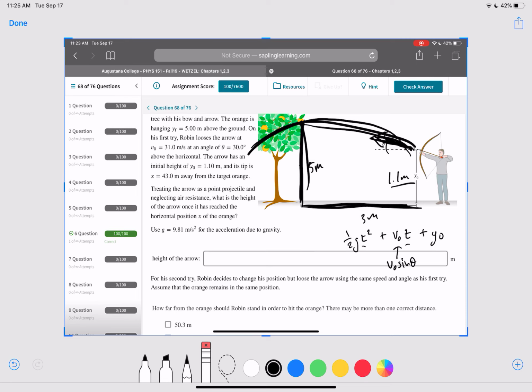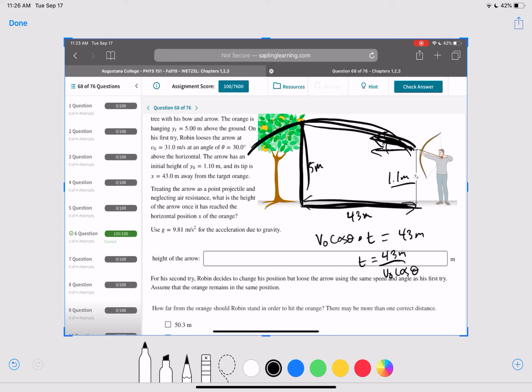Okay, so what we have to do then is get the time. Since we know that this is 43 meters, we need to know the time it takes to travel that distance. So we're going to say v0 cosine theta, the x component of the velocity, times time is going to equal 43 meters. So the time it takes to travel that 43 meters is just 43 meters divided by v0 cosine theta. That gives you the time.